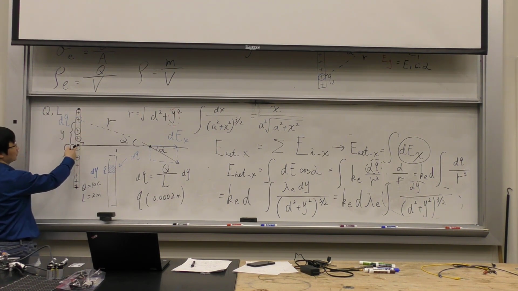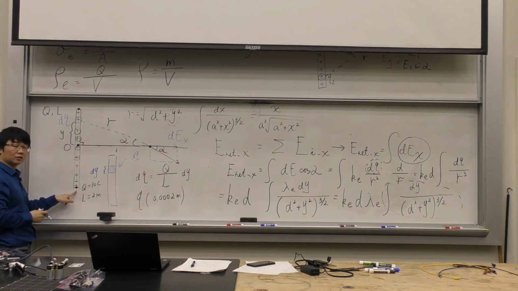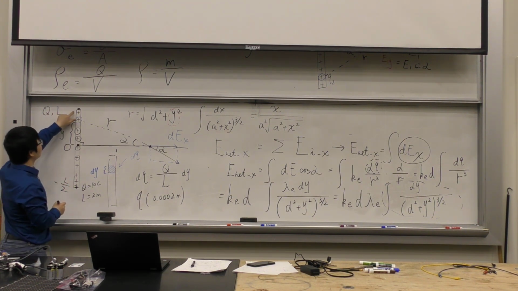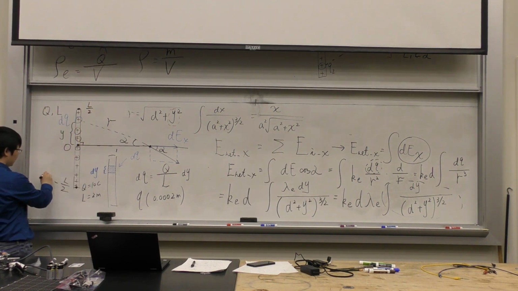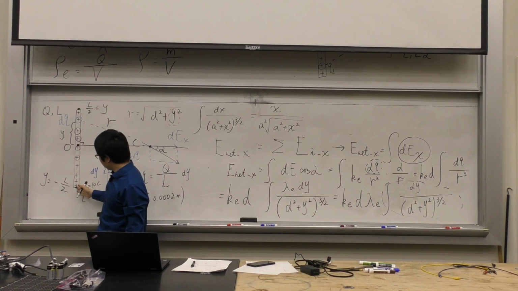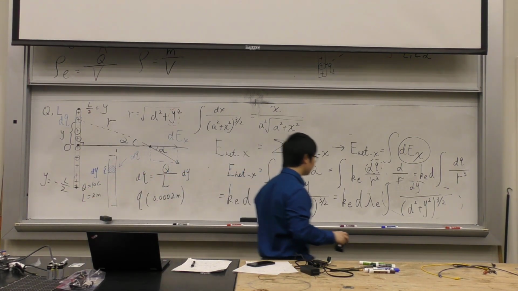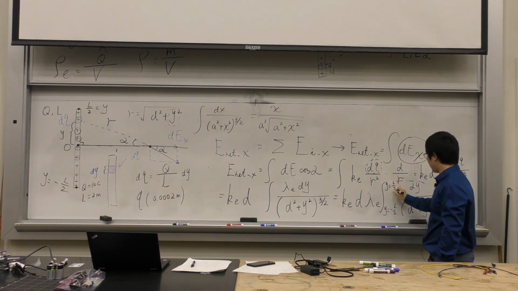If this is the origin, and the length of this rod is big L, what is the y coordinate of this point? It's -1/2 L. What is the y coordinate of this point? It's 1/2 L. So these are the bounds. I'm going to add all these contributions from the dq's from -1/2 L to 1/2 L. These are the bounds of y in this integral, so the integral goes from -1/2 L to +1/2 L.